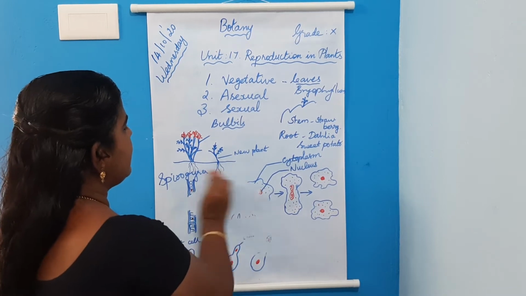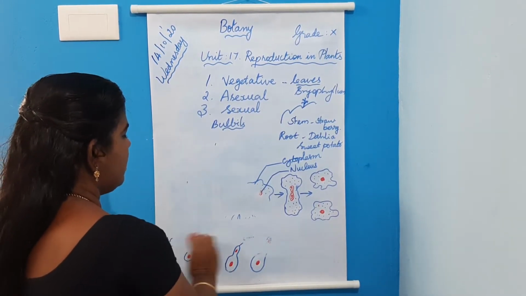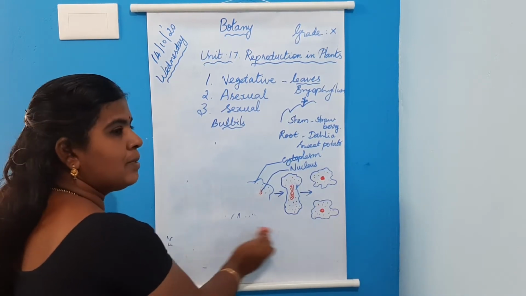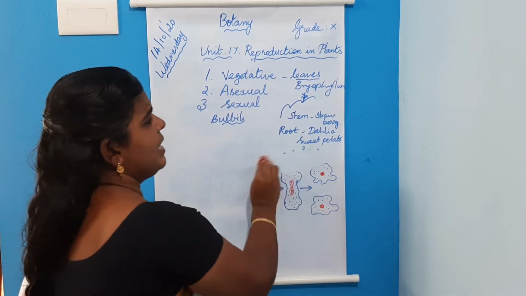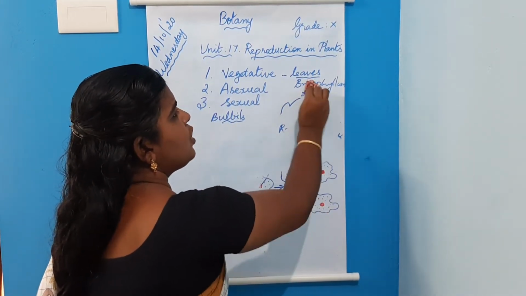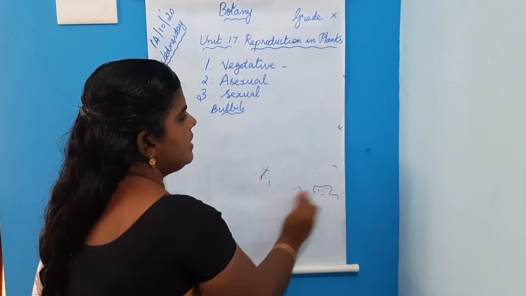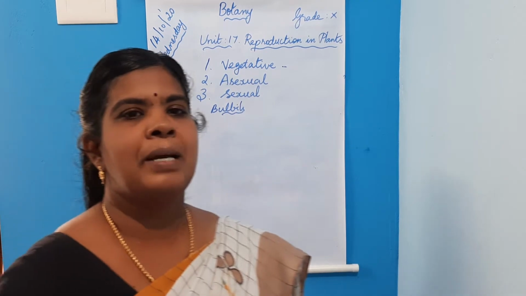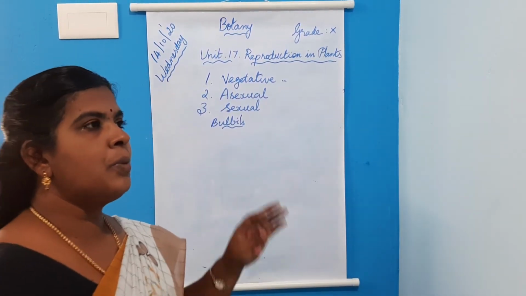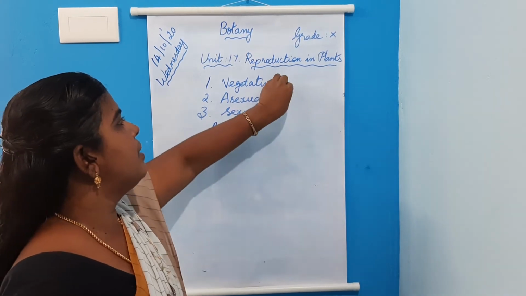Next is asexual reproduction. So, what about vegetative reproduction? Vegetative reproduction takes place by means of vegetative cells or somatic cells. The sex organs are not involved in this method of reproduction.